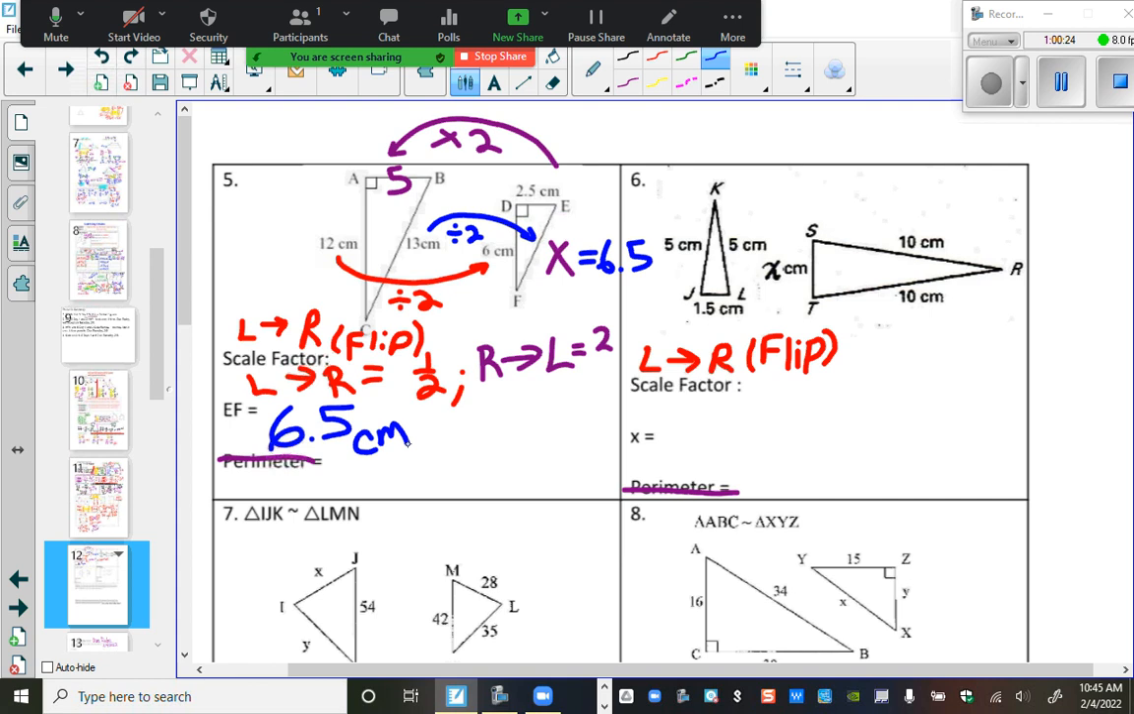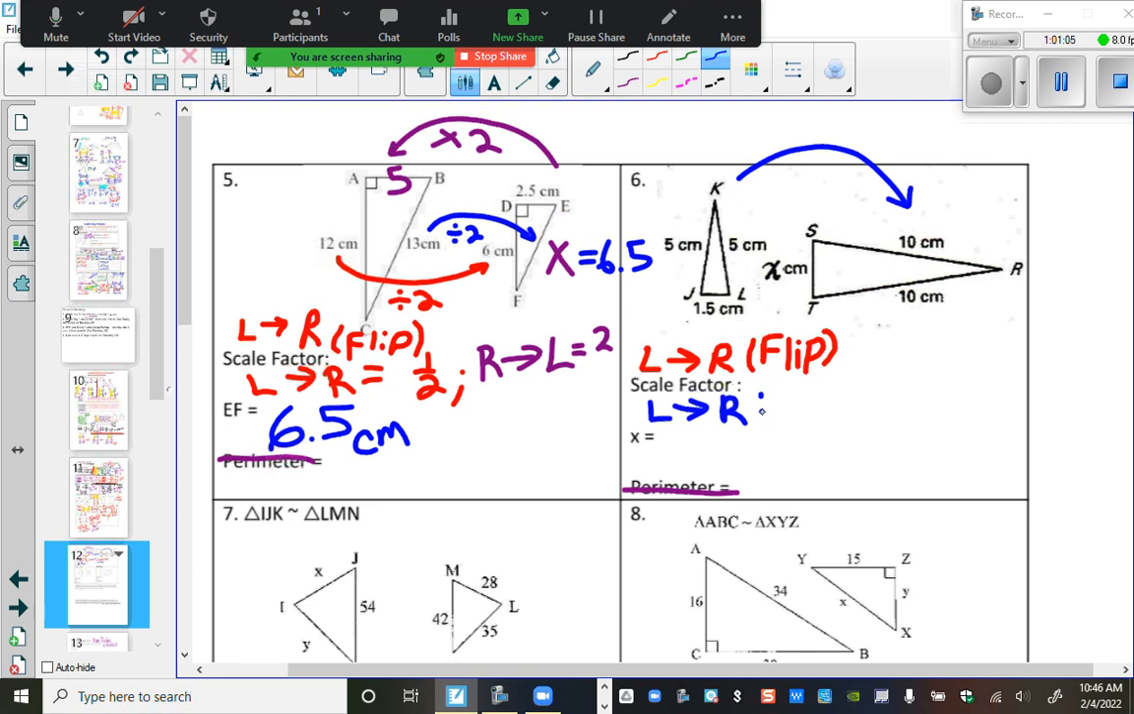Now, similarly, we go from the first triangle to the second triangle. Are we getting smaller or larger? Larger. We're not doing perimeter at all. No, don't worry about perimeter. So we're getting bigger. So right away, is our scale factor going to be smaller or larger than 1? We're going from smaller to bigger. It's going to be larger than 1.